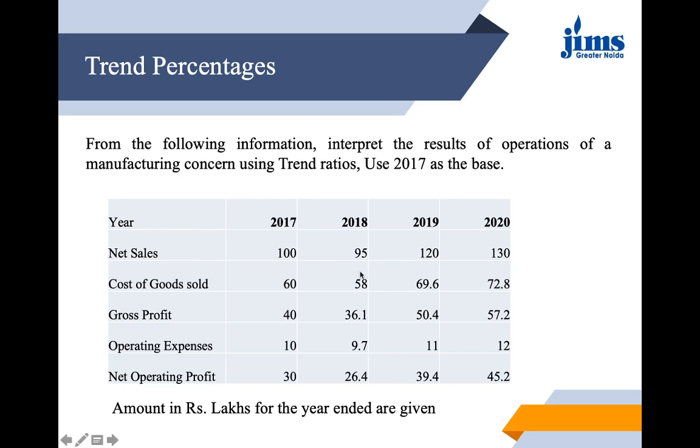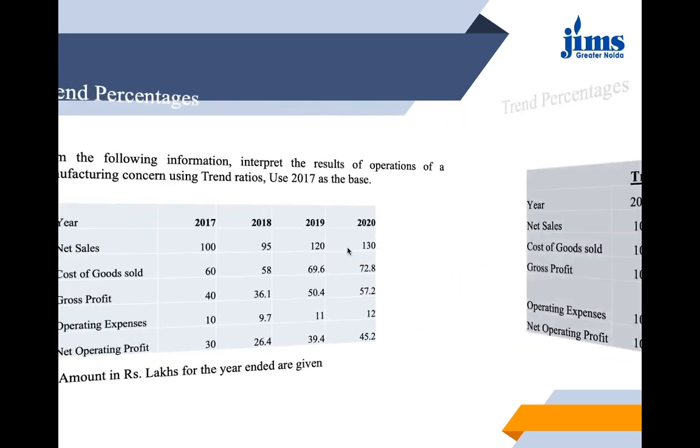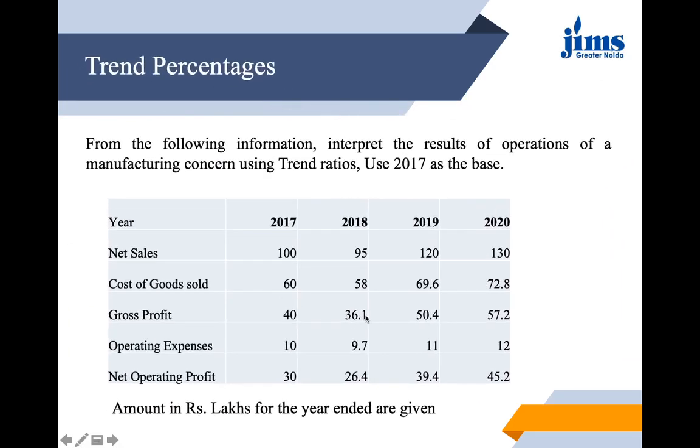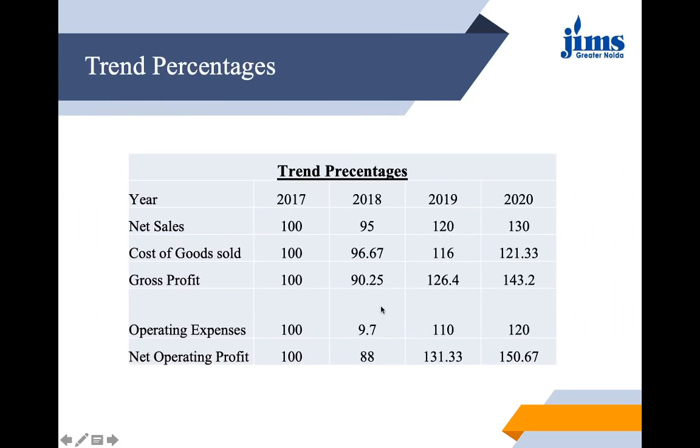For the next amount you can see 58 into 100 divided by 60. That would come out to around 96.67. For the next it is 36.1 into 100 divided by 40, then 9.7 into 100 divided by 10. This is the analysis for 2018. When we move towards 2019, we use the same: 120 into 100 divided by 100, 69.6 into 100 divided by the base year 60, and 50.4 into 100 divided by the base year 40. This way I have calculated all these percentages for your reference.